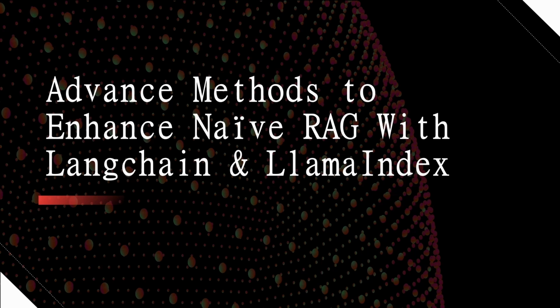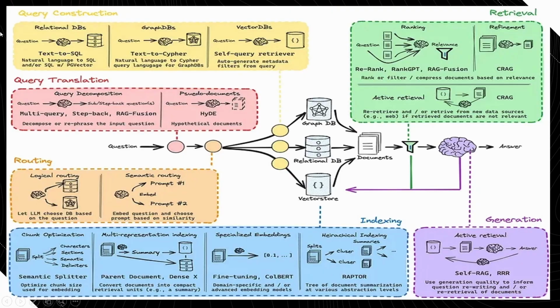In this video, we are going to continue our advanced methods to enhance naive RAG with LangChain and LlamaIndex. In the previous video, we covered query construction: how to build text to SQL, text to Cypher, and text to vector. We covered both the theoretical and practical parts with the help of VS Code. In this video, we will focus on query translation and routing.